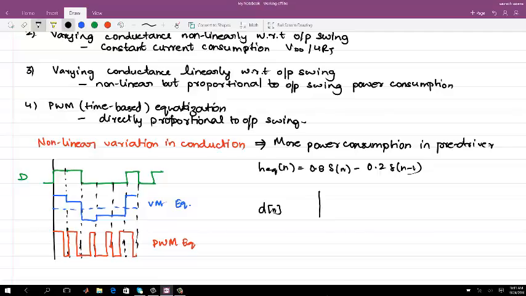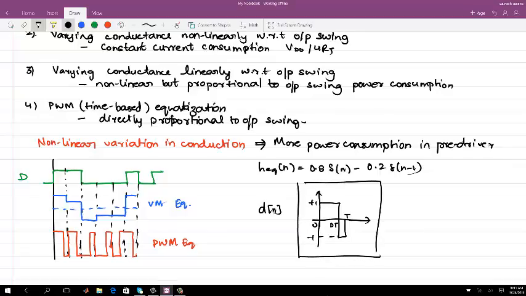So it goes through this kind of pulse waveform. This is 0, this is time period T, and this is d times T, plus 1 and minus 1. So this is the pulse waveform for a PWM equalization.